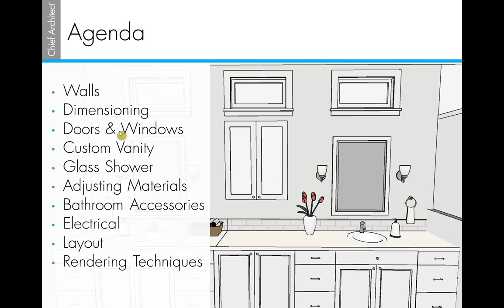We will begin by placing our walls and dimensioning those walls as we go. We will add doors and windows, create a custom vanity as well as a custom glass shower. Throughout the presentation we will be adjusting our materials and adding various bathroom accessories. We will place electrical components and connect the electrical units. We will send a view to the layout, and finally we will go over our rendering techniques.